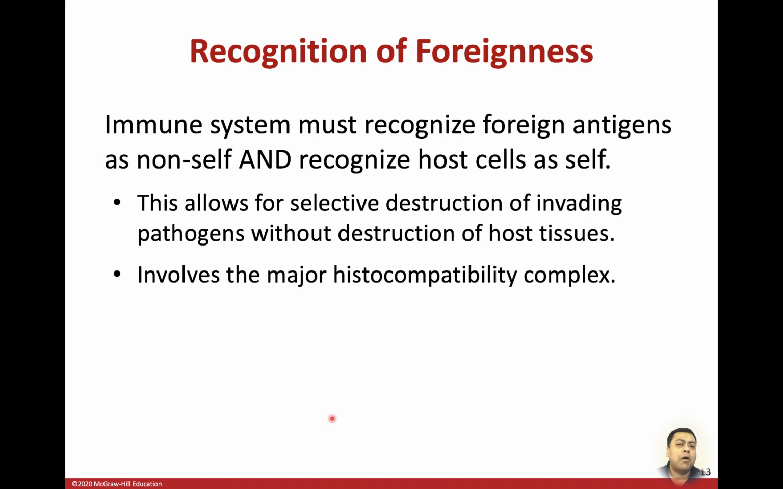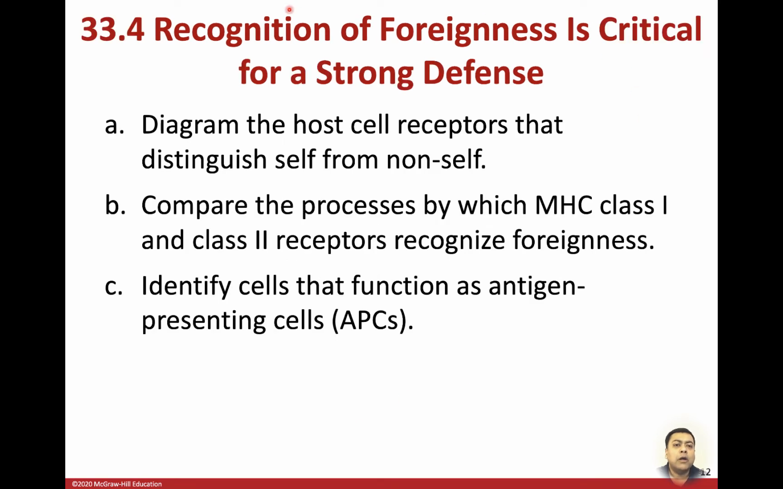So the next part is that we're going to talk about how the recognition of foreignness is critical for a strong defense. We are going to compare how the cell receptors distinguish self from non-self, and compare the classes of MHC class 1 and 2. These are the major histocompatibility complex which present different foreign material to the immune system, the adaptive immune system.